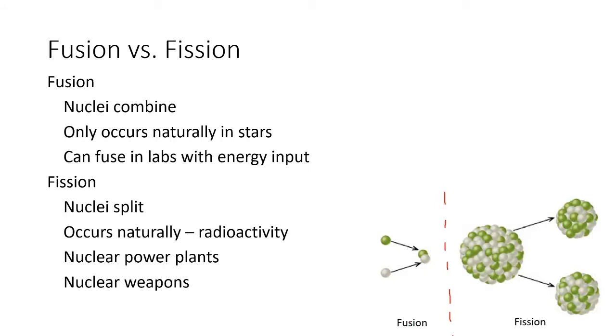Fission is when things split. They fizz apart. This occurs naturally through radioactivity. And we've harnessed it with nuclear power and, unfortunately, nuclear weapons. So, on Earth, we use fission, both for peaceful and warlike things, but we use fission. We can do fusion, but we haven't found a way to do it practically yet. And I remember reading about fusion as a possible power source back when I was in high school many, many years ago.